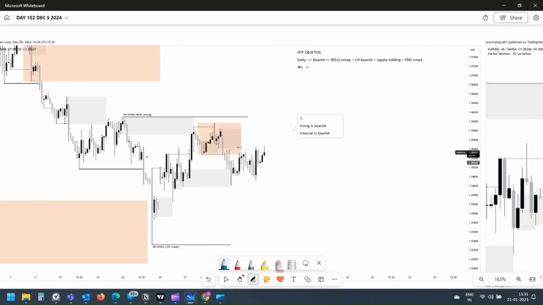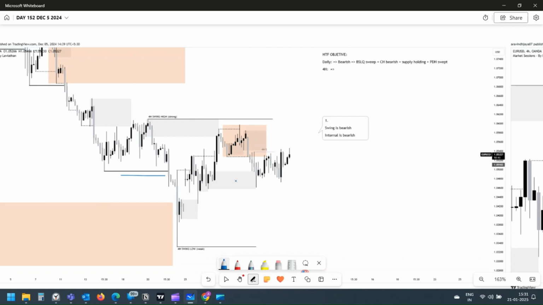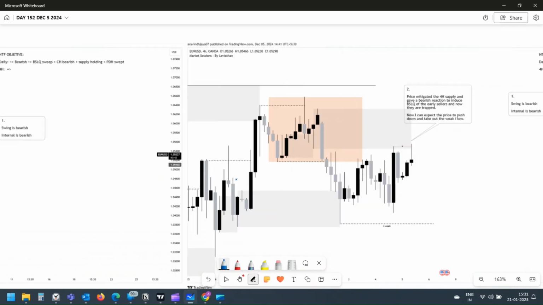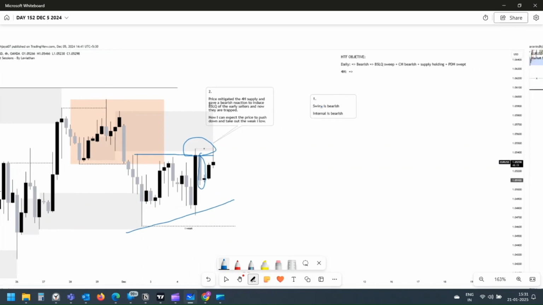From the 4-hour perspective, the swing structure is bearish, the internal is bearish, and price has mitigated into the 4-hour demand zone. Here you can see price mitigated the demand zone and it also mitigated the supply and it took out these equal highs and even this liquidity pool has been taken out, which means these were the early sellers and these early sellers were taken out here. A lot of buy side liquidity has been taken, so price can push down to take out a ton of low resistance liquidity resting below. That's why shorts were high probability today.